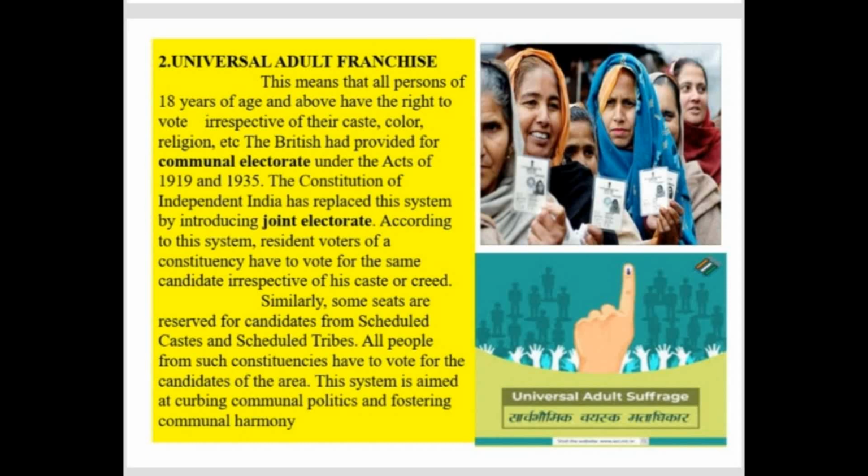So some seats are reserved, and all people can vote for them. There is no restriction that only those people belonging to that reservation category should vote. All people can vote for them, but that particular electorate or constituency is reserved for scheduled castes and scheduled tribes to encourage their participation and to make them uplifted. So this universal adult franchise with joint electorate system is helpful in Indian politics to encourage communal harmony and to prevent communal politics creating dangers to the country.